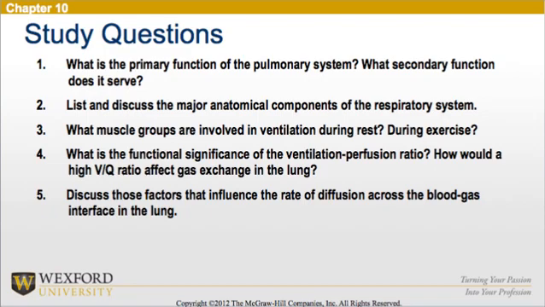2. List and discuss the major anatomical components of the respiratory system. 3. What muscle groups are involved in the ventilation during rest and during exercise? 4. What is the functional significance of the ventilation-perfusion ratio? Also, how would a high VQ ratio affect gas exchange in the lung? 5. Discuss those factors that influence the rate of diffusion across the blood-gas interface in the lung.